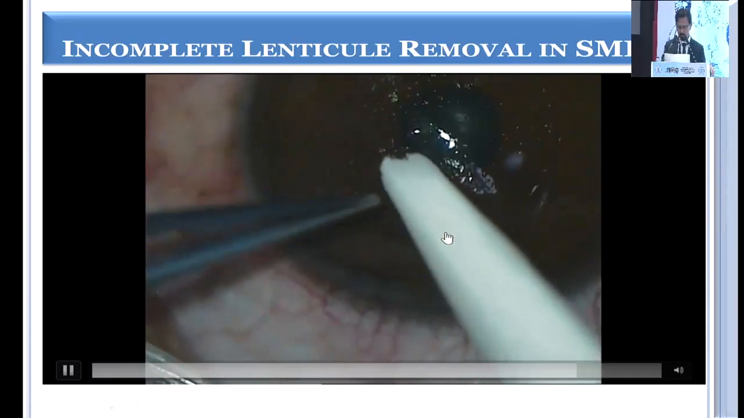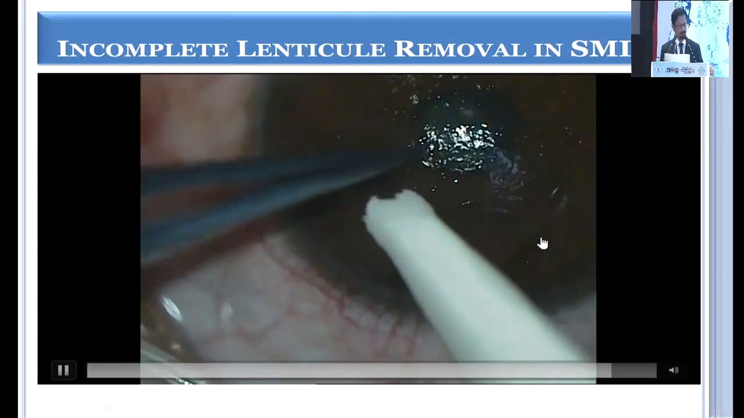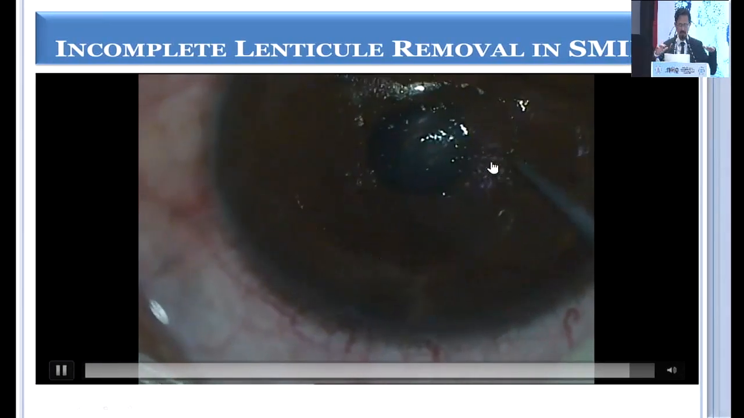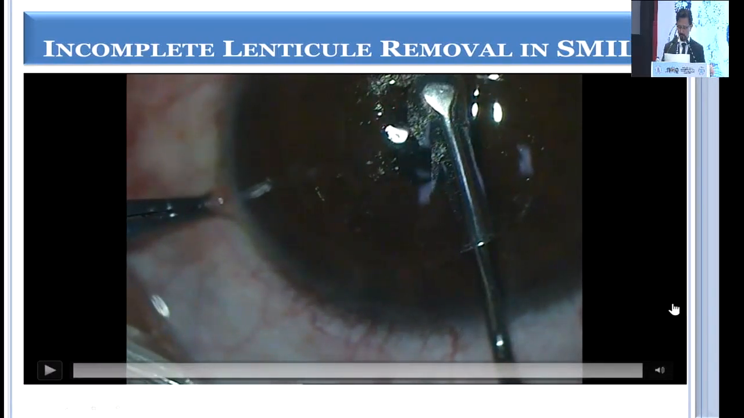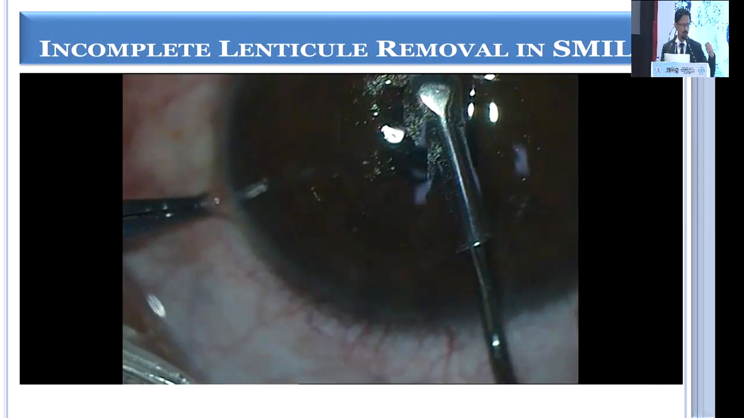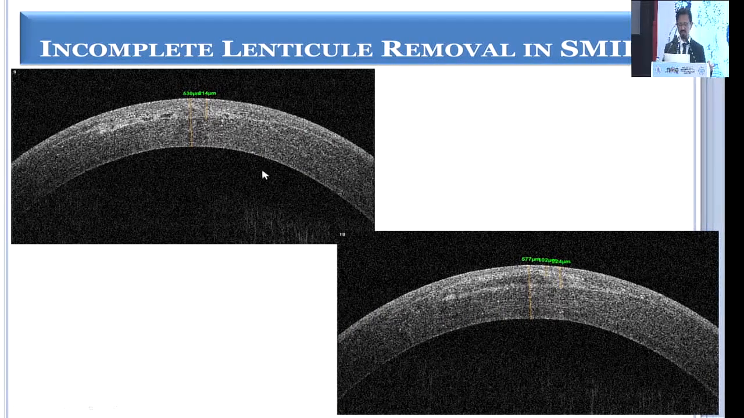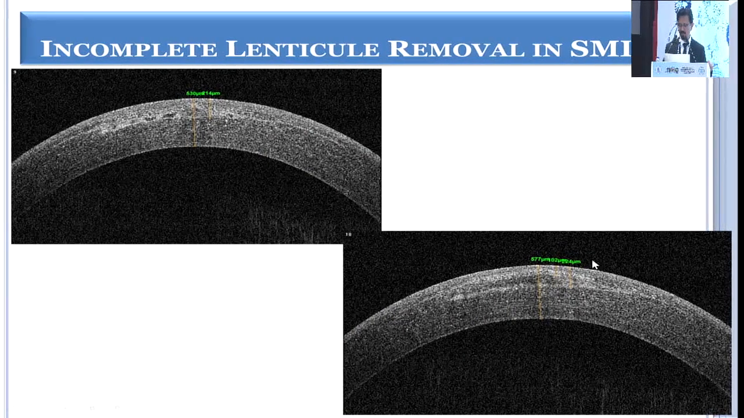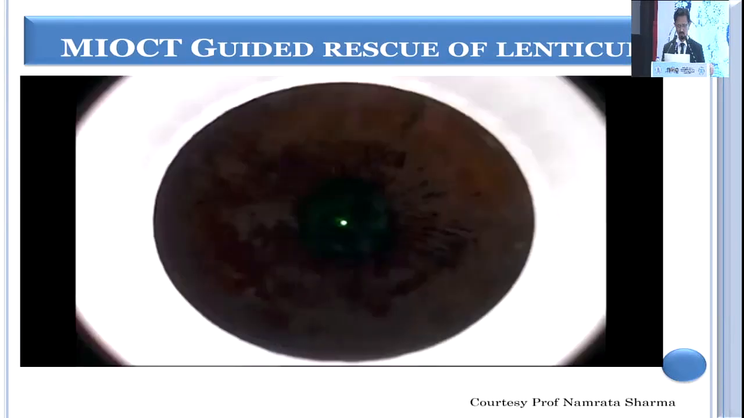I'll just improve the light. So some part of, when you spread it on the cornea, you will see that some part is left. In such cases, either you can use steroid, triamcinolone, to stain that, or you can use microscope integrated OCT to look for this thing. So as you can see here, incomplete lenticule removal, which can be removed by microscope integrated OCT guided lenticule removal.